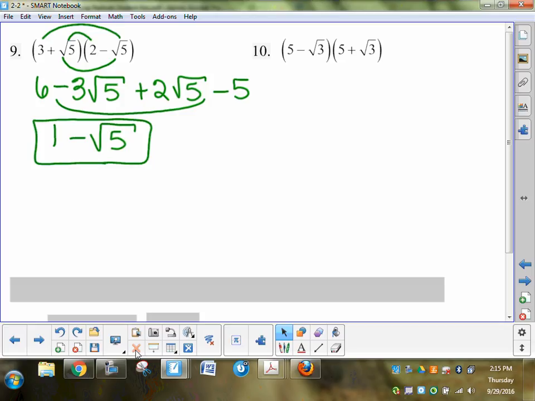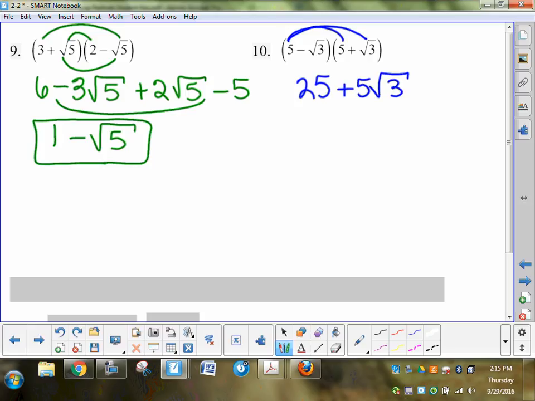Logan, what do you get when you multiply the first terms together? 25, negative 25. Nope. 5 times 5. 25. Now let's do the outside terms, and what do you get then? 15, right, 15. Careful. 5 times root 3. That's 5 root 3. What about on the inside? Who can tell me what I get if I multiply the two terms on the inside together? 5. Minus 5 root 3 now.